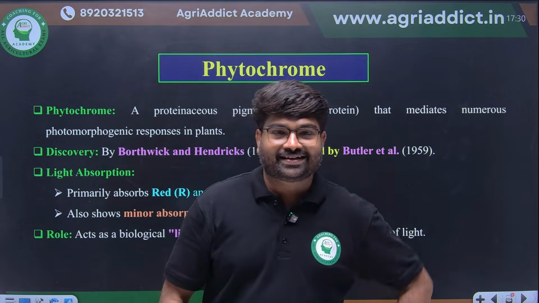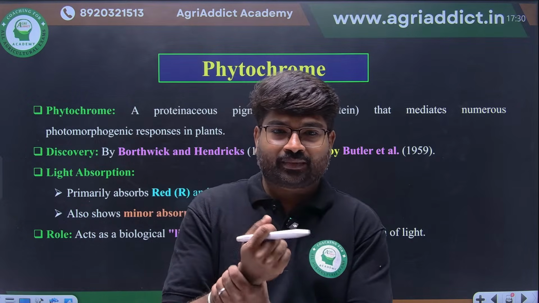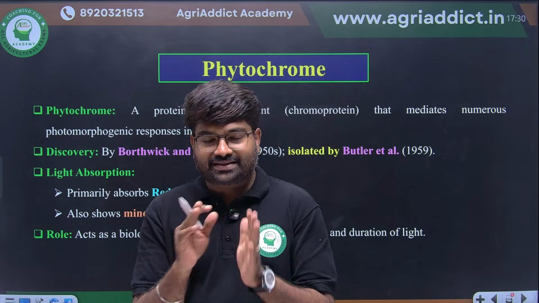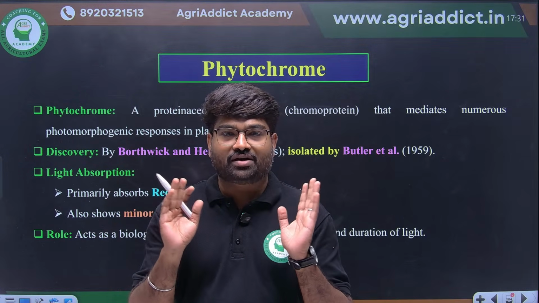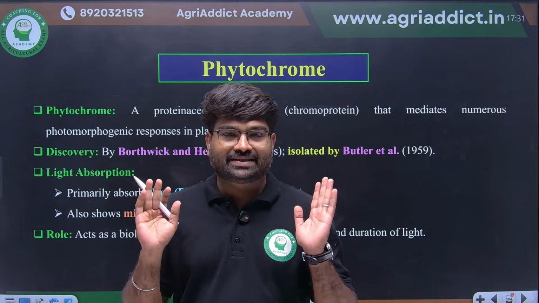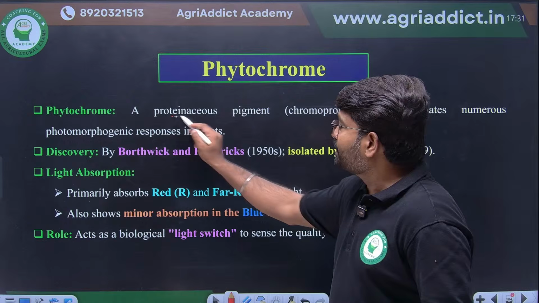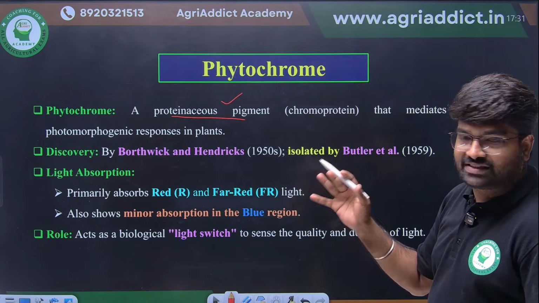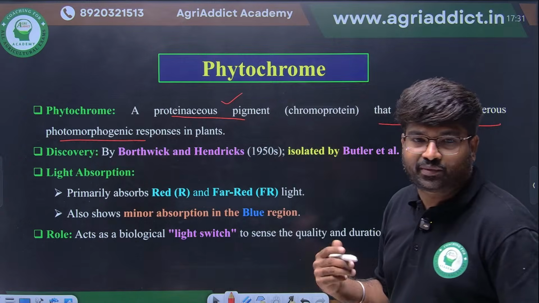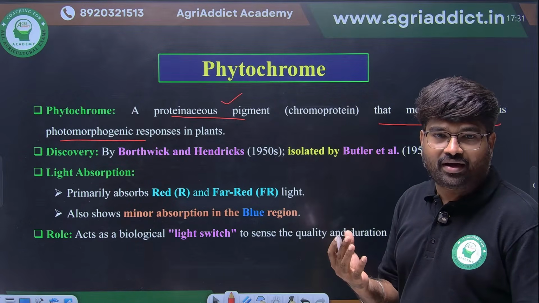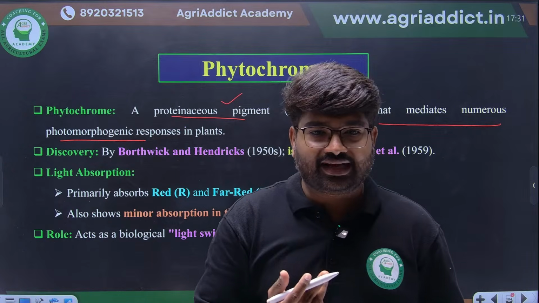Okay. Now we are going to see the third portion of today's lecture, phytochrome. In phytochrome and cryptochrome, we are going to see exam point of view questions only. What are the important points for phytochromes and cryptochromes? Phytochrome is a proteinous pigment that mediates numerous photomorphogenic responses in plants. It is a proteinous pigment molecule that regulates various photomorphogenic responses in plants.